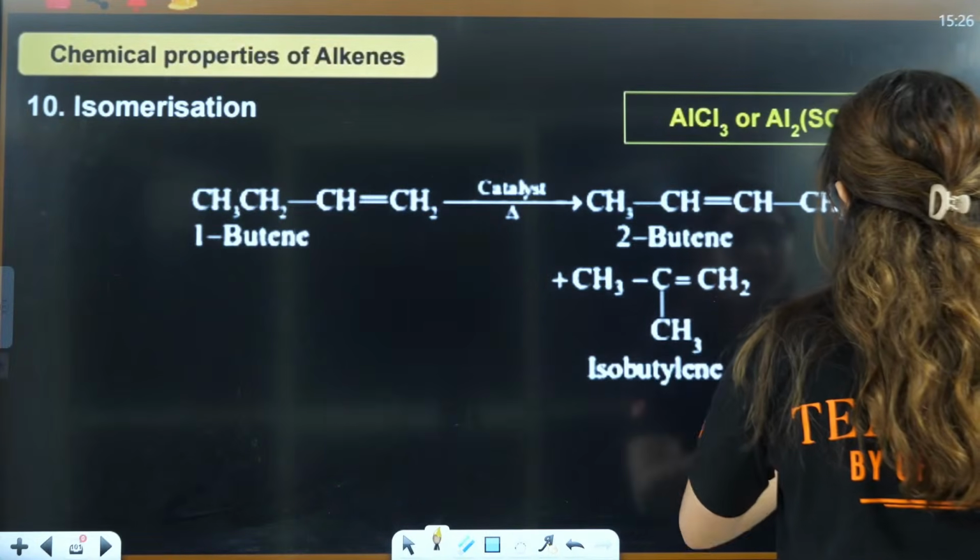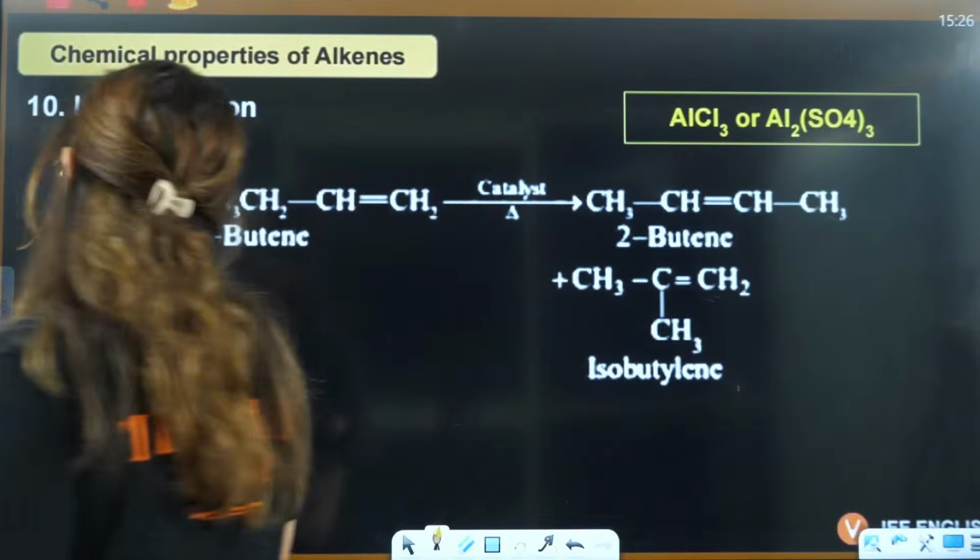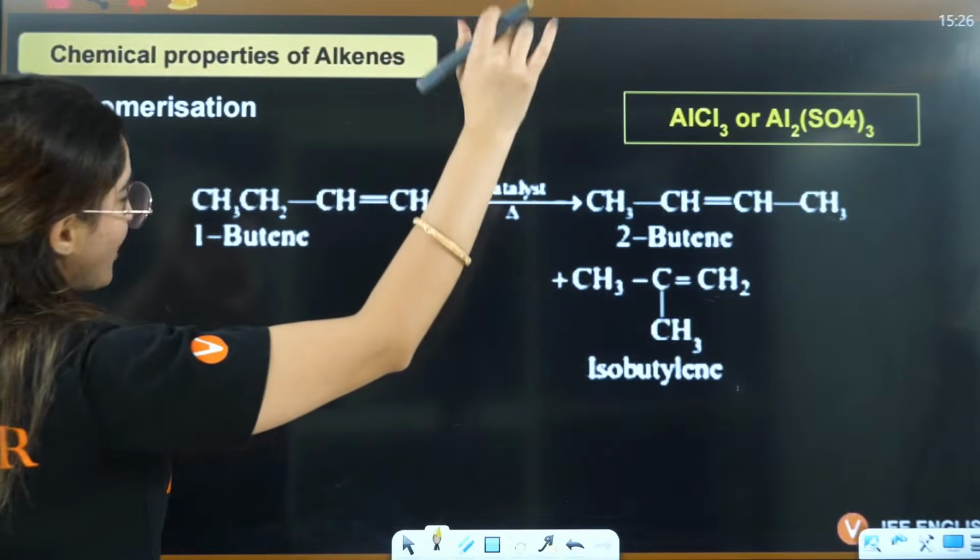Chemical properties of alkenes. Let's talk about the chemical properties of alkenes, everybody. I'm saying chemical properties. I'm so sorry, I just zoned out for a second.